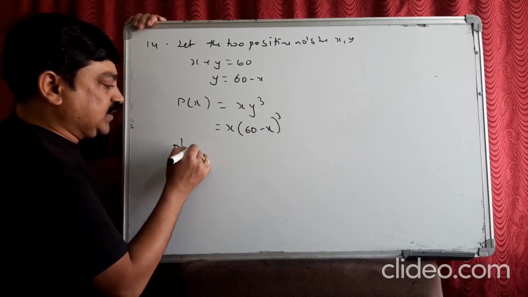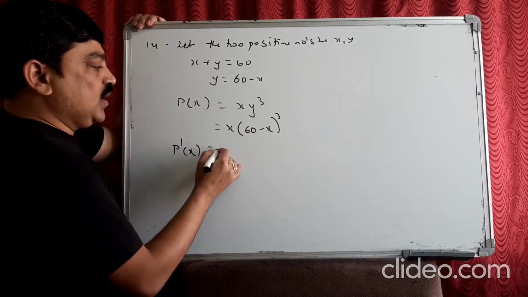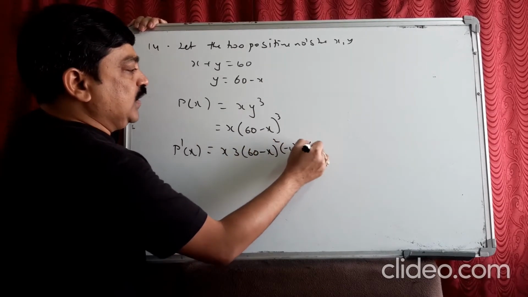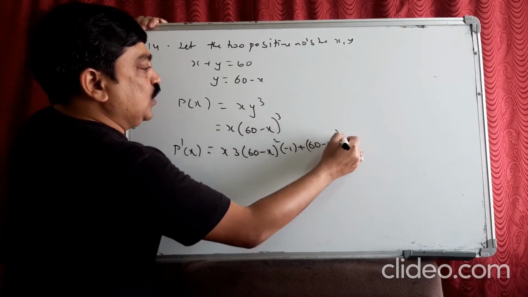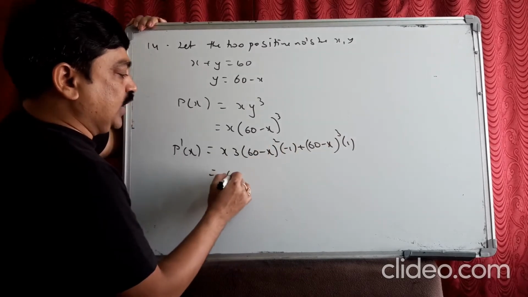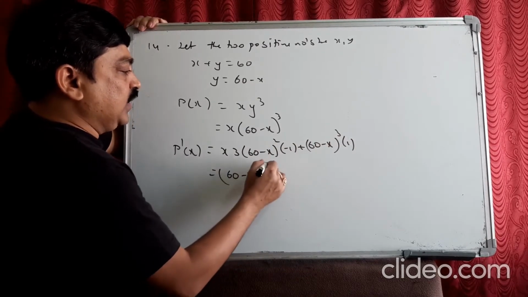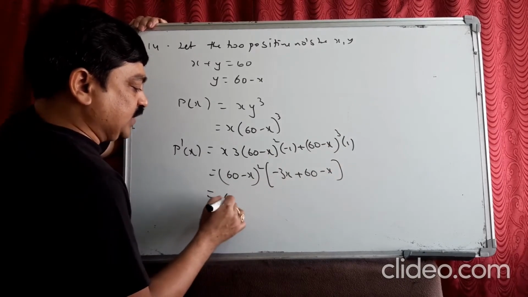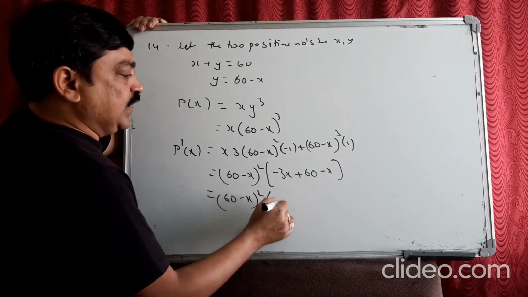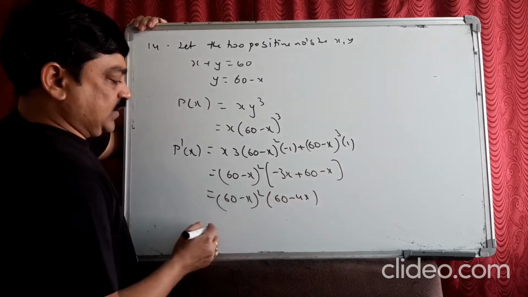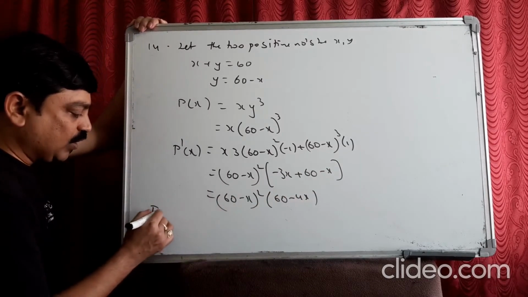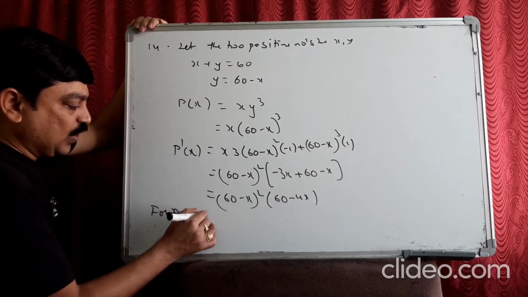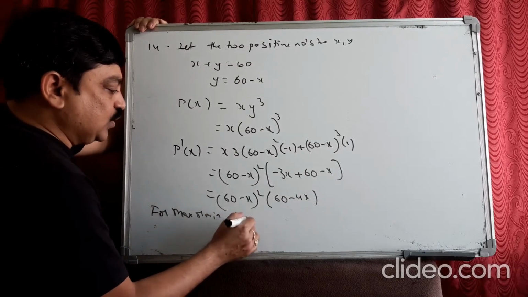P dash of x, UV rule. 3 into 60 minus x whole square into minus 1 plus 60 minus x whole cube into 1. From both you can take 60 minus x whole square common. It becomes minus 3x plus 60 minus x, so it becomes 60 minus x whole square into 60 minus 4x. For maximum or minimum, what we need? P dash of x should be equal to 0.